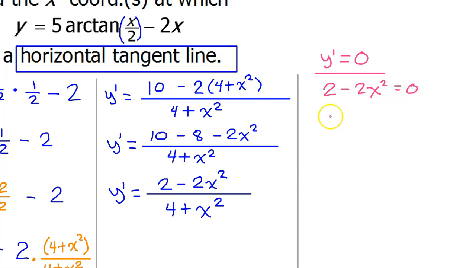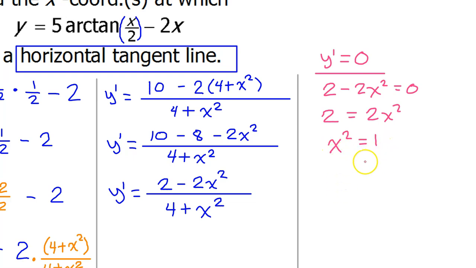Adding 2x squared to both sides, we get 2 is equal to 2x squared. Dividing both sides by 2, we get 1 is equal to x squared. I'm going to flip this around.